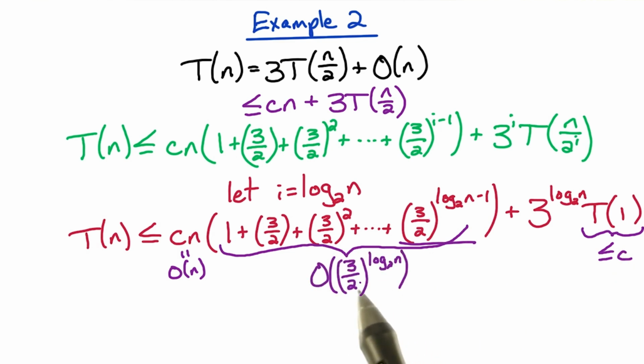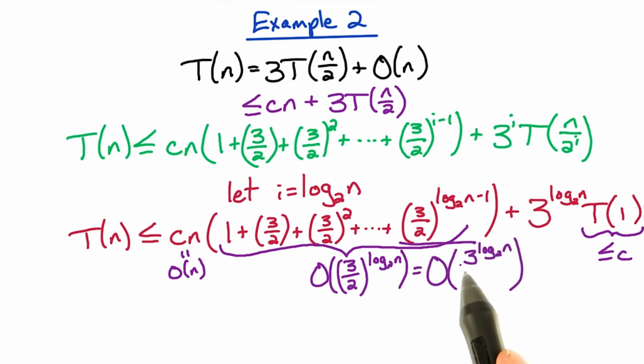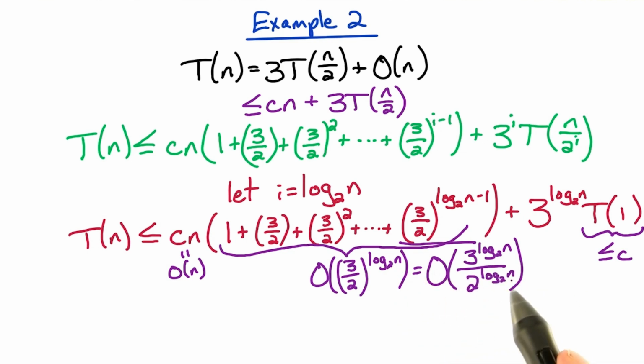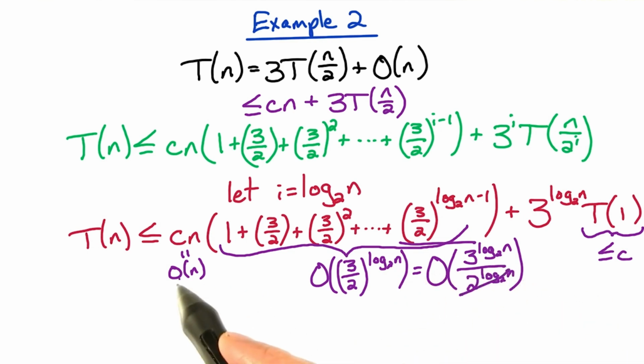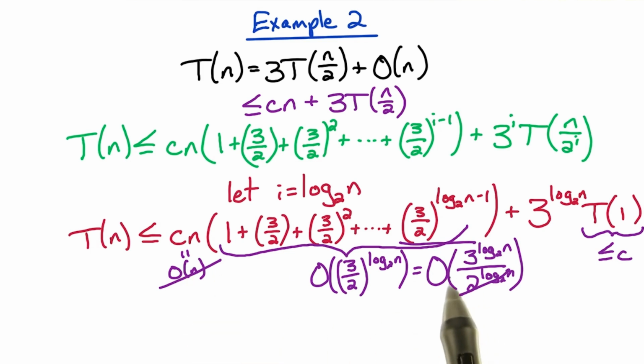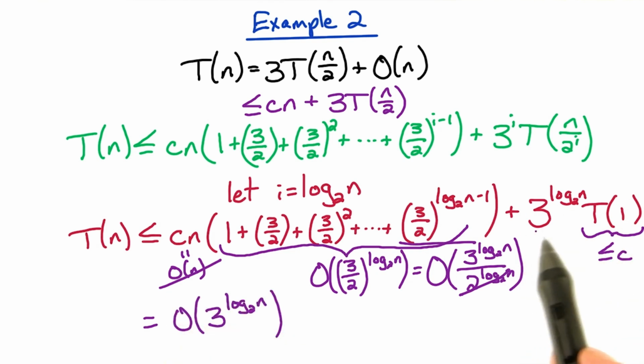So this is on the order of 3 halves to the log base 2 of n. The numerator is 3 to the log base 2 of n. The denominator is 2 to the log base 2 of n. 2 to the log base 2 of n is n, so that cancels with this n. This order n cancels with this 1 over order n. So we get order 1 times order 3 to the log base 2 of n. And this term is also order 3 to the log base 2 of n.